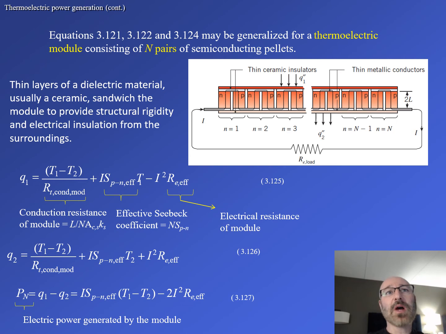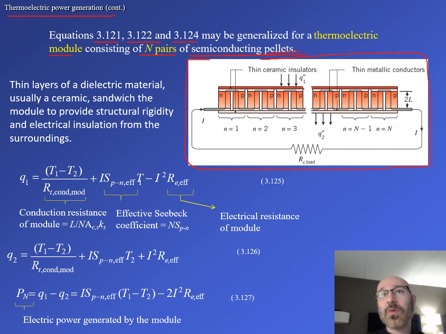As we continue on with thermoelectric power generation, let's take a look at equations 3.121, 3.122, and 3.124. These can be generalized for a thermoelectric module consisting of n pairs of semiconducting pellets. So now we have several different pairs of these semiconducting pellets, as compared to our last diagram, where we were just looking at one pair. We can see this down here in our diagram.